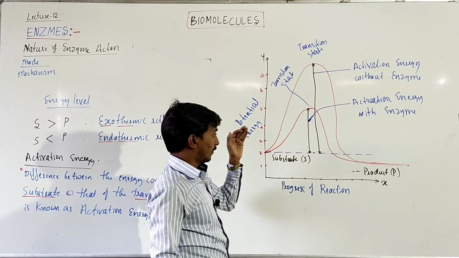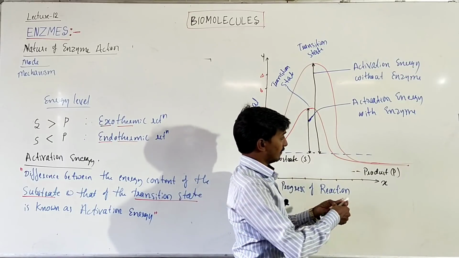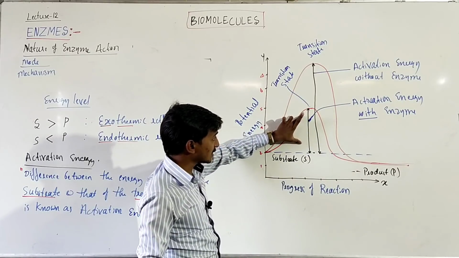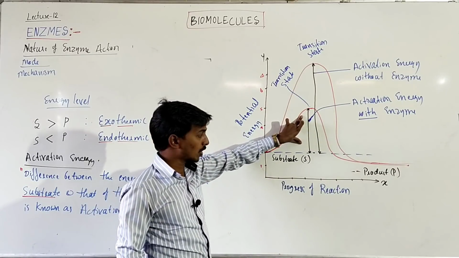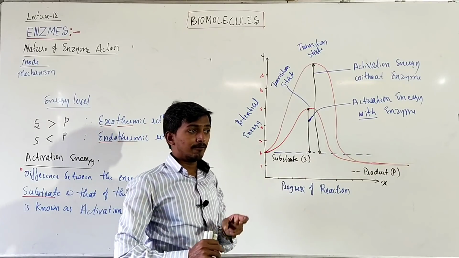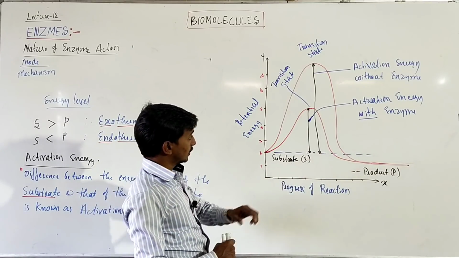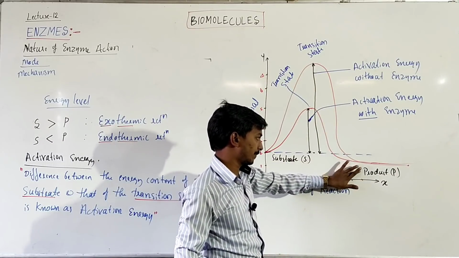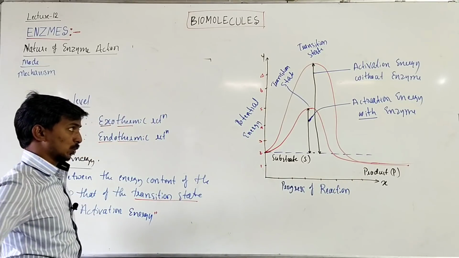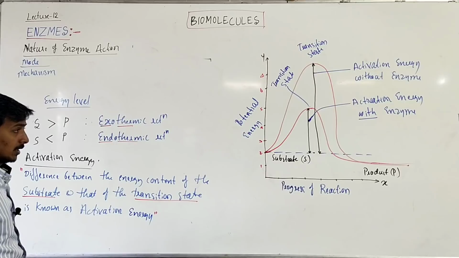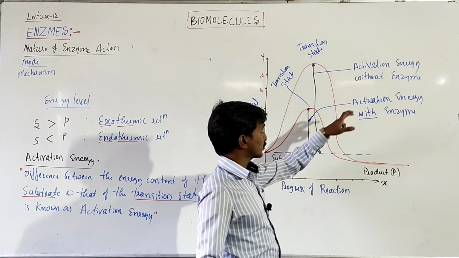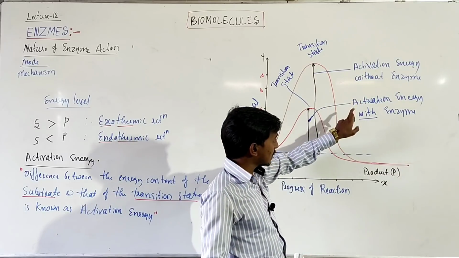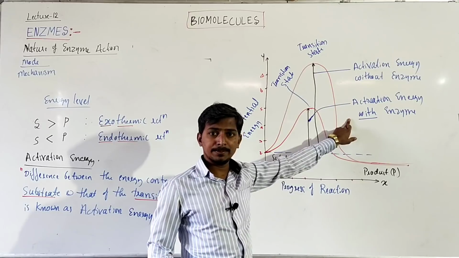Means when enzyme is present, the substrate requires less energy to form a product, but when enzyme is absent, the substrate requires more energy to form the product. So you should differentiate that. There is more activation energy when enzyme is absent. There is less activation energy when enzyme is present.